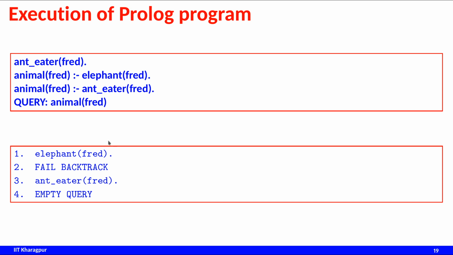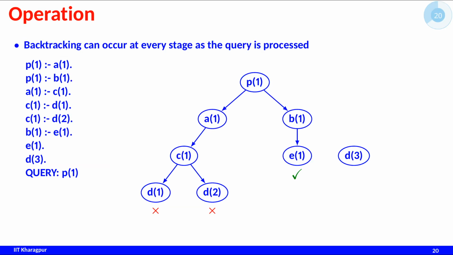So the thing is that it will match in that order, from top to bottom, and with that assumption it will try to check whether it holds or not. If it does not hold, then it will backtrack and try with the other rules. So this is an example of how the backtrack actually occurs.